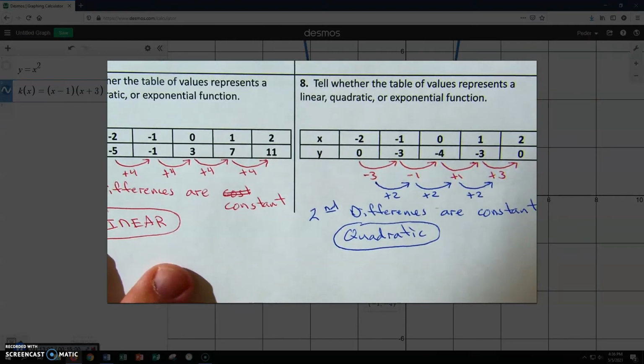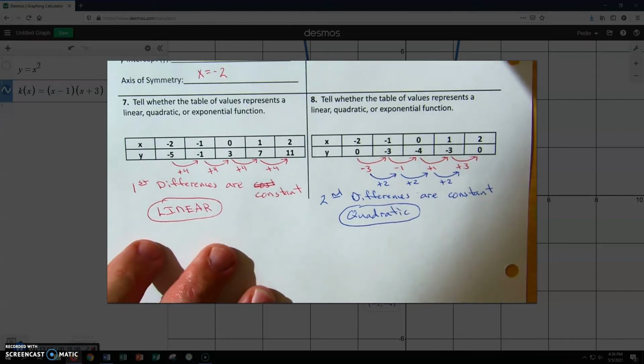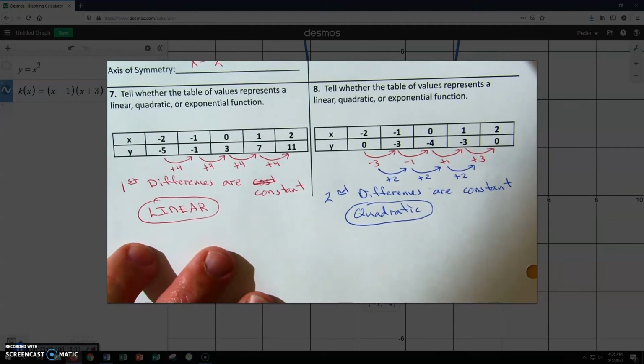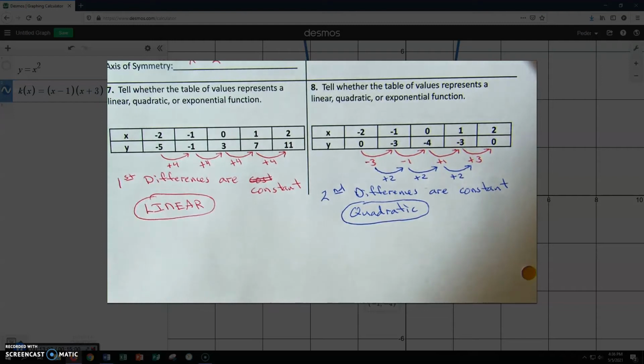Compare that to this next one here. I'm going to move out so you can see them both at the same time. So in this one in red, I also checked the first differences, and they went -3, -1, +1, and +3. So then I checked the second differences, and I noticed that -3 plus 2 is -1. If you add 2 again, you'll get 1, and you add 2 again, you get 3. So in that one, the second differences are constant, and when that happens, the function is called quadratic.